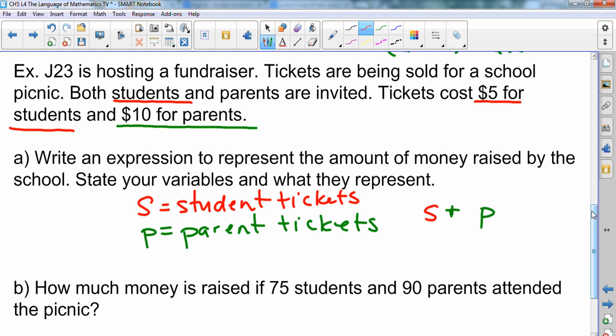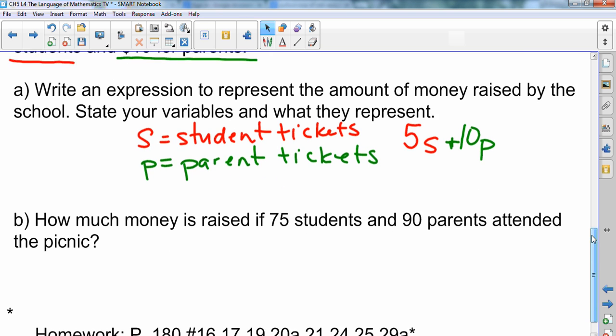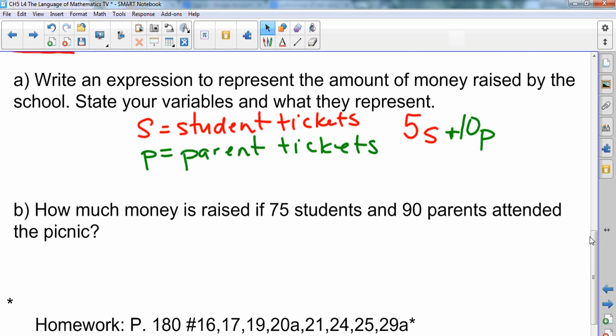And so student tickets are going to cost 5S. So if we sold 10 student tickets, 5 times 10 would make $50. And parent tickets cost $10. So for each parent ticket we sell, we're going to make $10. So if we sell 10 of them, we would make $100. 10 times 10.